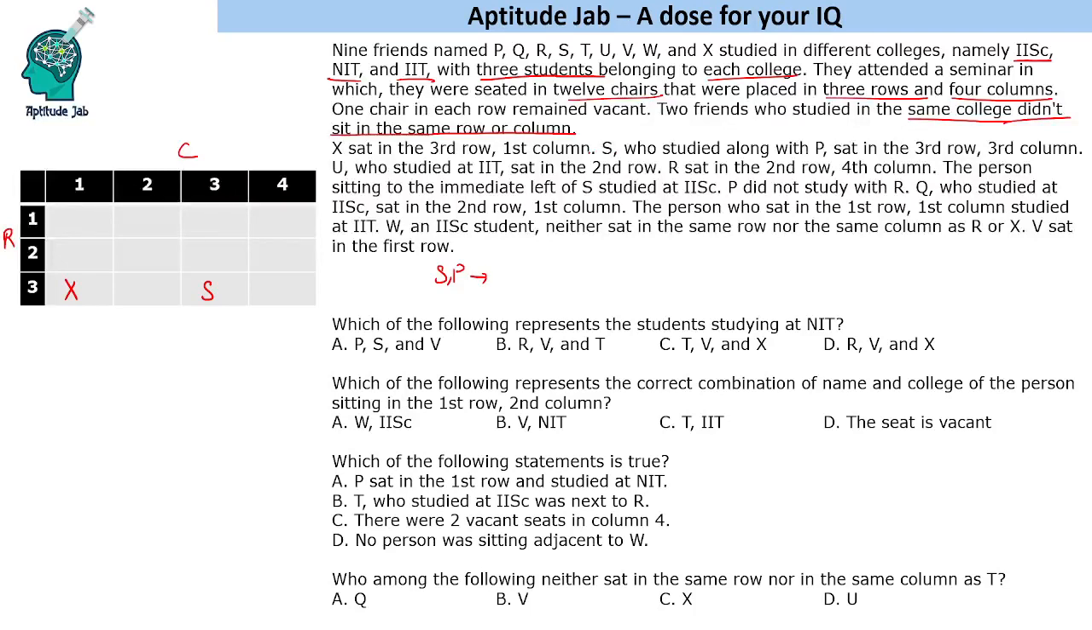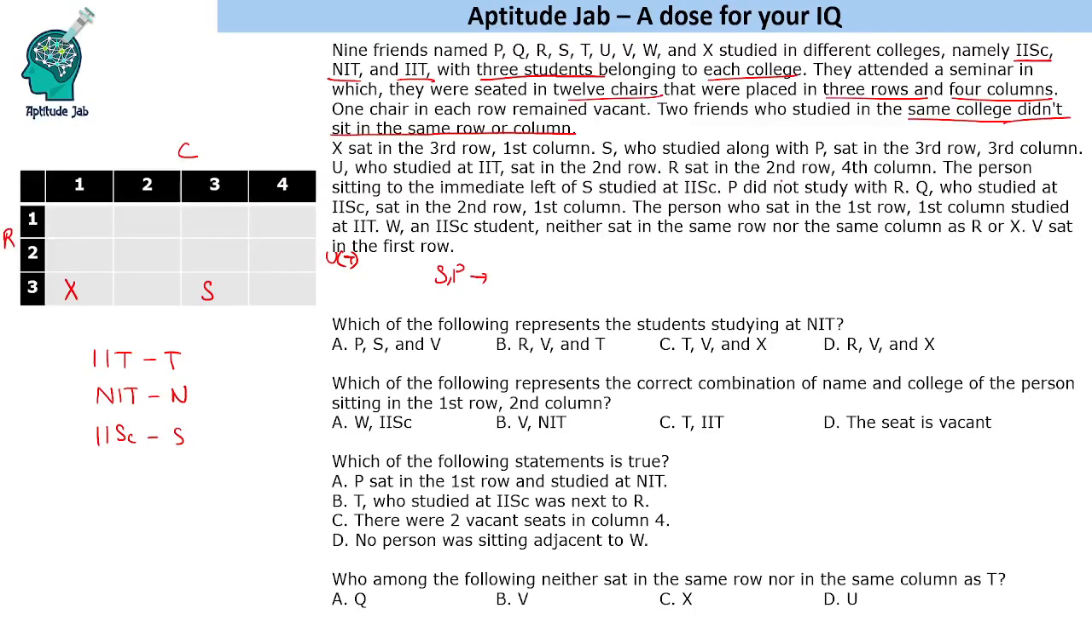Okay. U who studied at IIT sat in the second row. So U is in this row somewhere and studies in IIT. Let us, for our convenience, denote these colleges by these symbols. Like IIT, let us denote by T. NIT, let us denote by N. And IISc, let us denote by S. Okay. Now U is an IIT. You write in the bracket that U belongs to IIT.